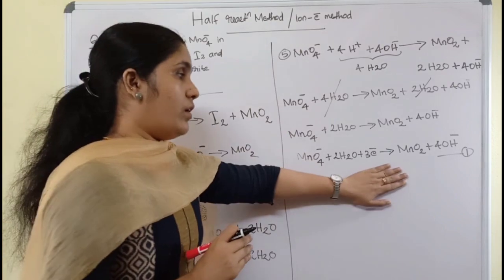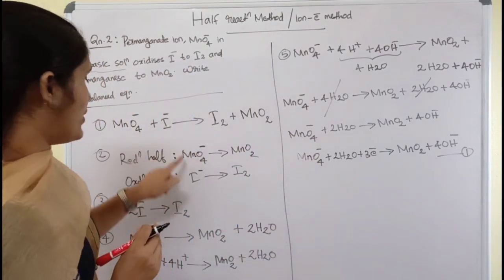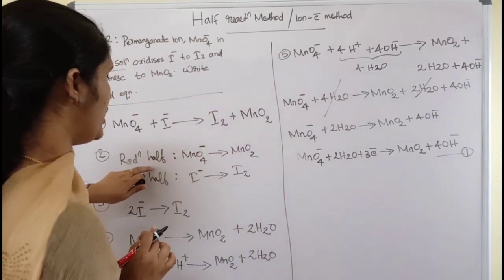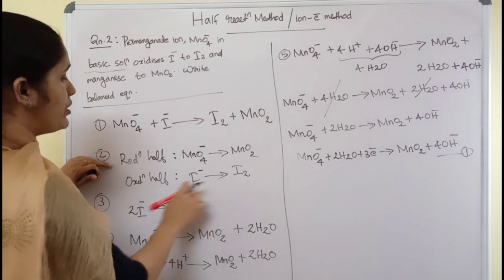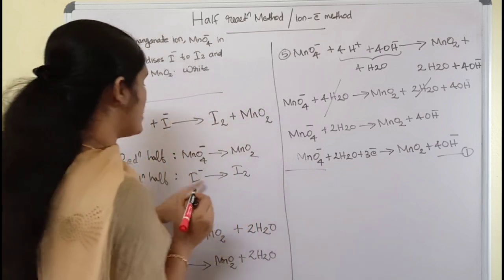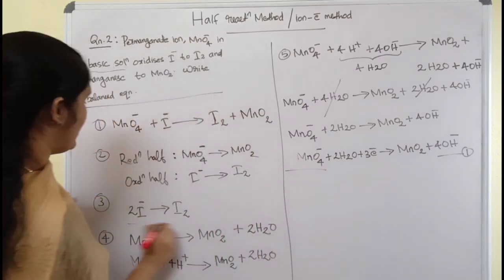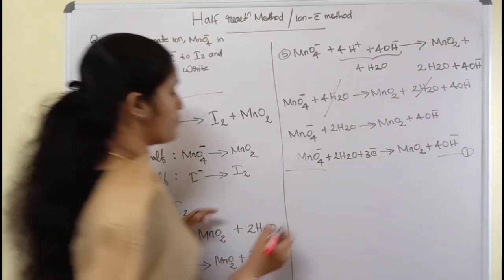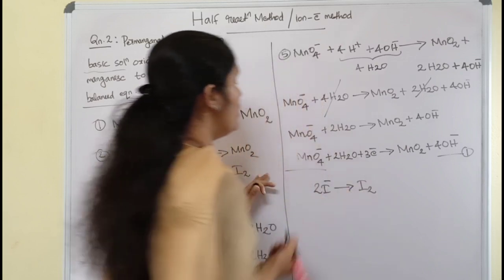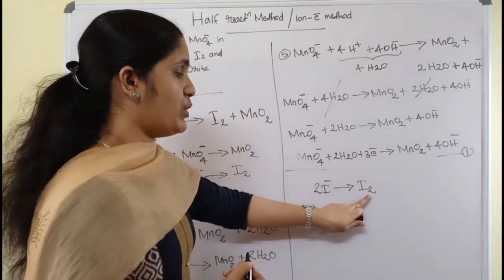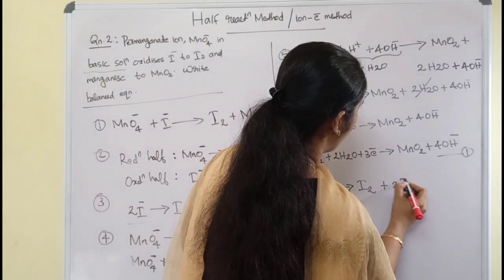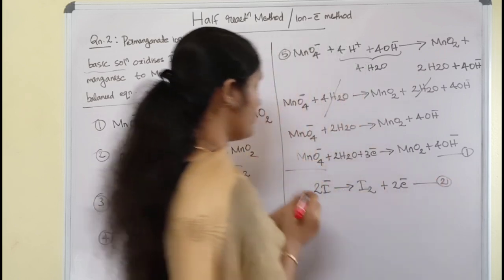And now, which one is this? This is the reduction half. The reduction half is balanced. Now we have to balance the oxidation half too in terms of ionic charge, because the oxidation half is already equal in terms of number of atoms. First, this is the balanced one: 2I minus gives I2. So let's rewrite that equation. 2I minus gives I2. And how many electrons does it lose? Since 2I minus is present, it loses 2 electrons. This is equation number 2.